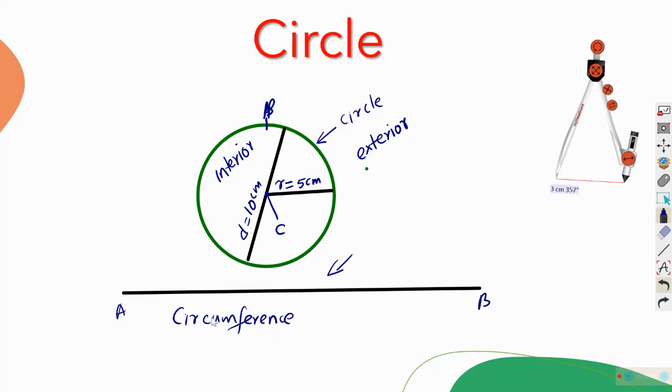The main aspect of this chapter is trying to understand the relationship between circumference and radius. Is there any relationship or not? If it is there, what is it? That is our search in this particular chapter.